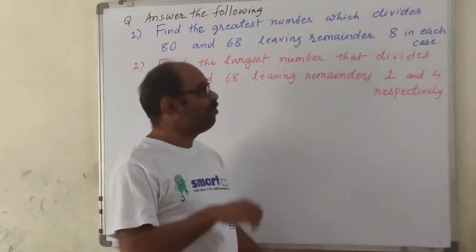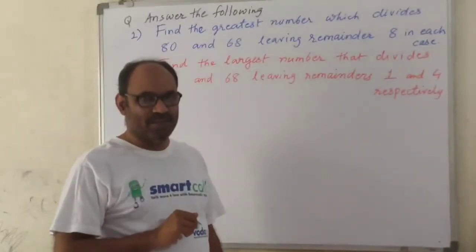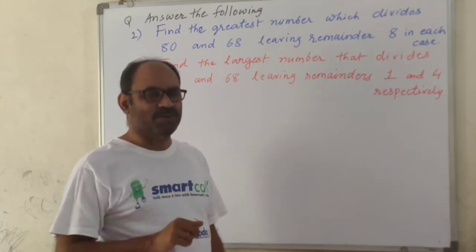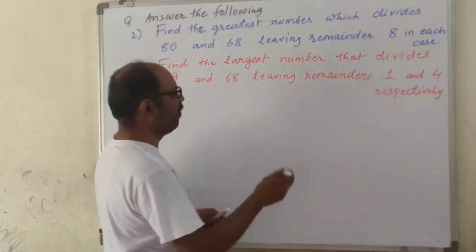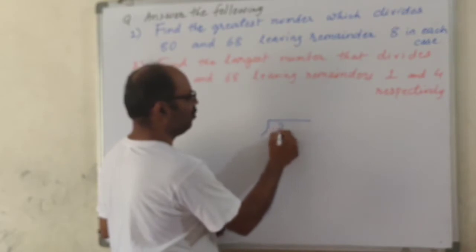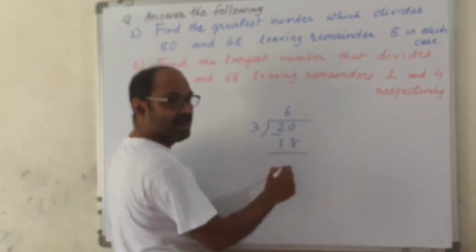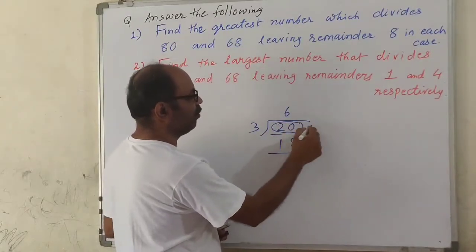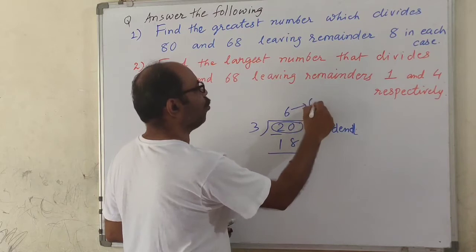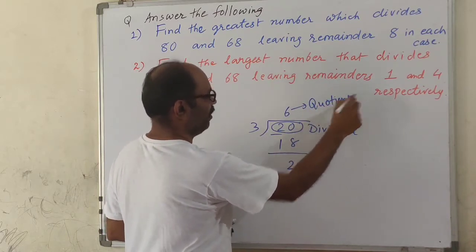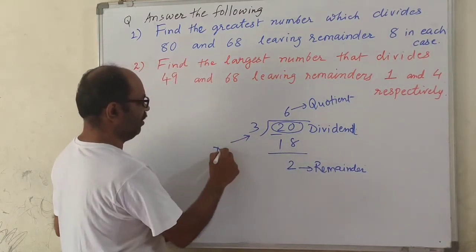But before we solve these two sums, we need to know what is Euclid's algorithm. Well, I'm going to discuss Euclid's algorithm in the next video in detail. But here we'll see briefly. Look at one example. 20 divided by 3. 3 6 are 18. 20 minus 18 is 2. This, as you know, is called dividend. This is quotient. This one is the remainder. And this one is divisor.